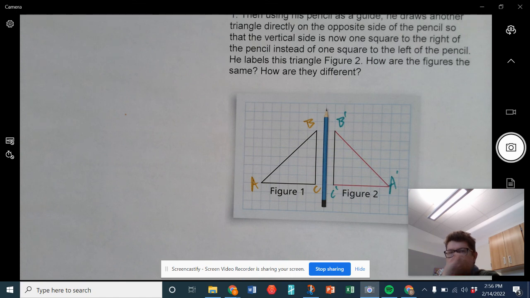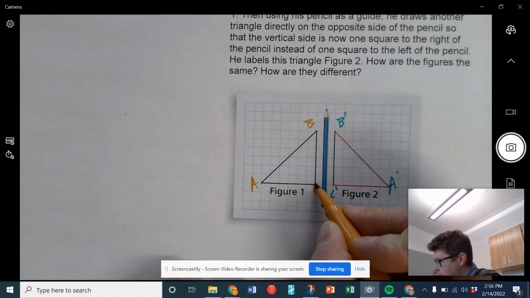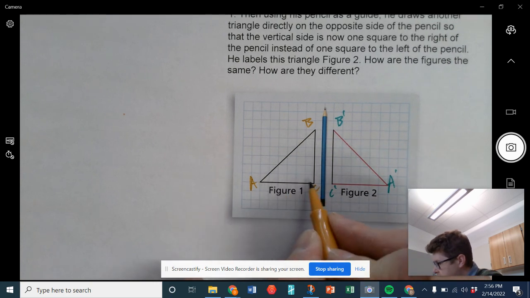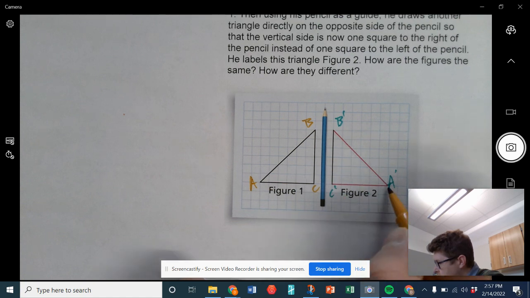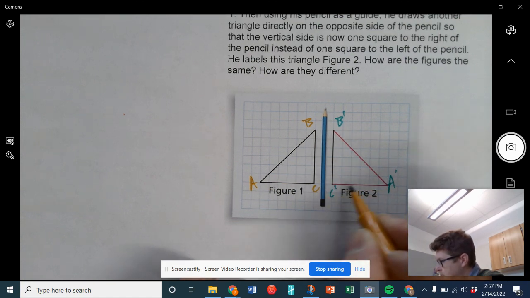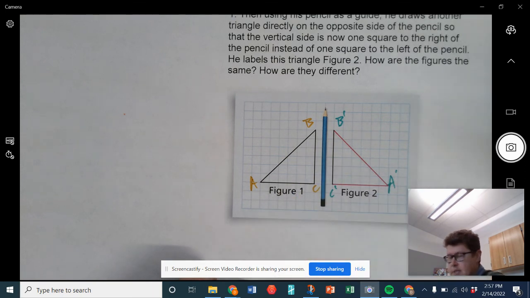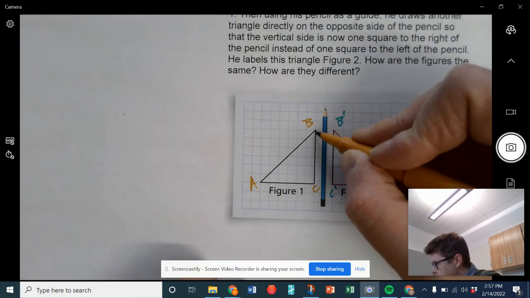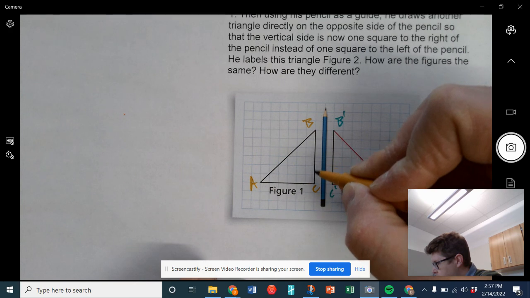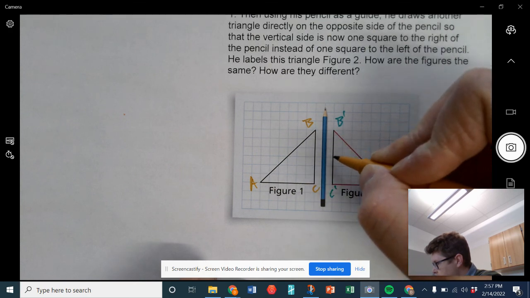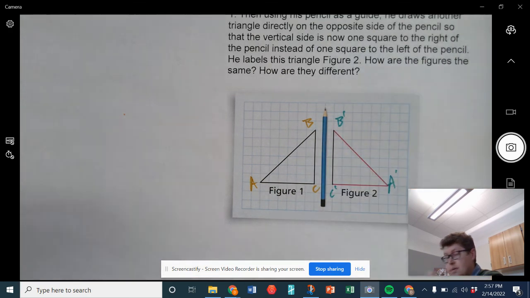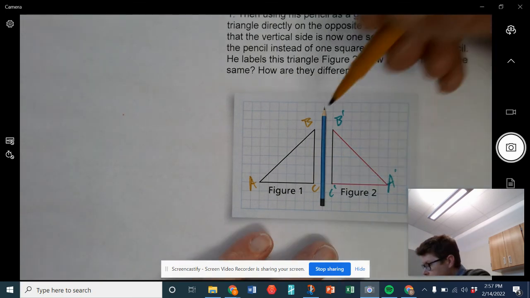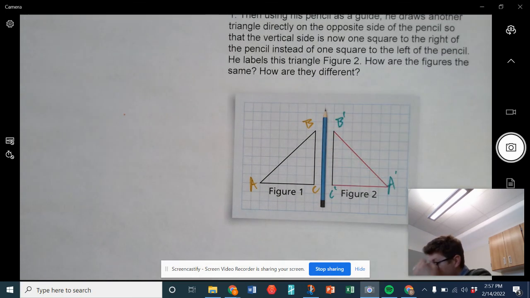A couple ways we can do this is we can measure things to see if they're the same distance. The distance from A to C here is 1, 2, 3, 4, 5, 6. Then we can measure the distance from A prime to C prime: 1, 2, 3, 4, 5, 6. So 6 boxes this way, 6 boxes this way. That's the same. And then the distance from B to C is 1, 2, 3, 4, 5, 6, and the same thing for B prime to C prime. Those correspond.